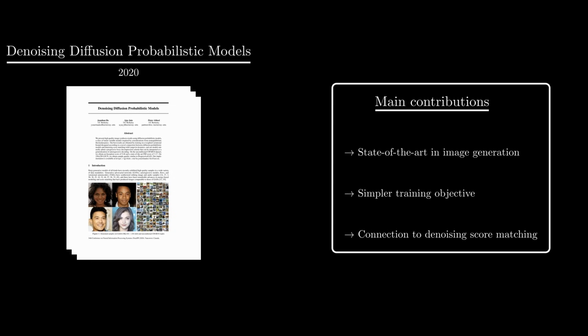The main contribution of this paper was to take diffusion models from a theoretical concept previously limited to simple toy datasets into a state-of-the-art technique for image generation. On the technical side, it mainly introduced a much simpler training objective compared to the 2015 version. This made the method more accessible and highlighted interesting connections to earlier works on denoising models. Now let's break down the core idea.